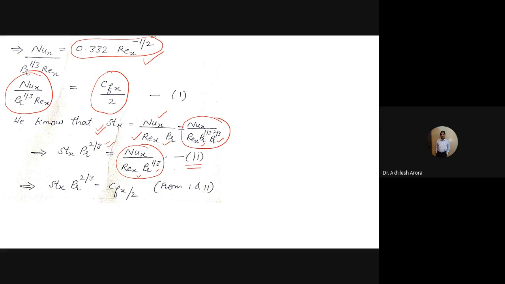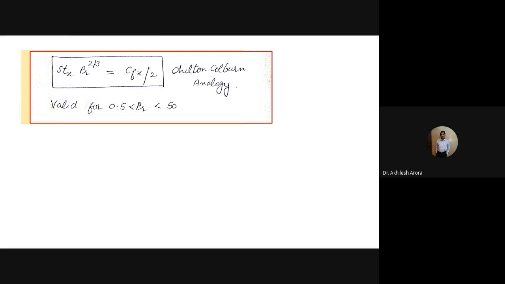So now you see this particular value, and see this particular value. You can see this value is equal to Stanton number into Prandtl number raised to power 2 by 3. So I can say Stanton number into Prandtl number raised to power 2 by 3 is equal to Cfx by 2, and this we get from equations 1 and 2. So this is the Chilton-Colburn analogy, and it is valid for Prandtl numbers varying between 0.5 to 50.